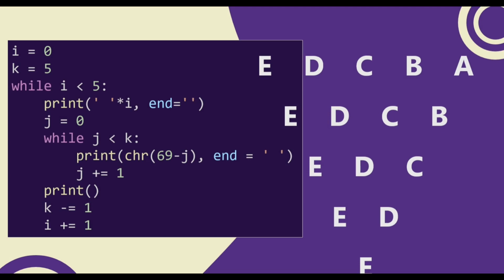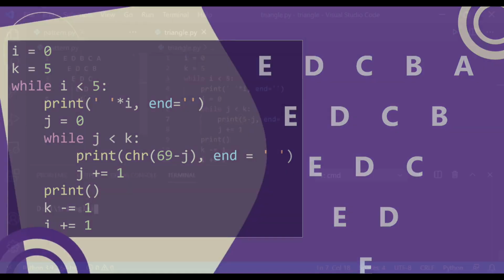Let's see how to print alphabet triangle pattern. Let's move to Visual Studio Code and execute this pattern.